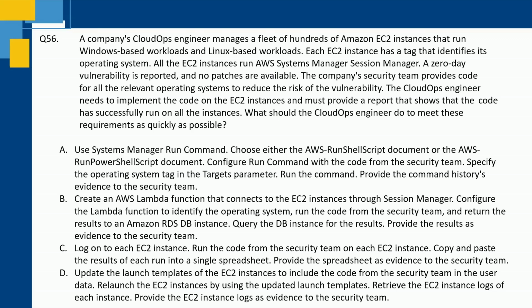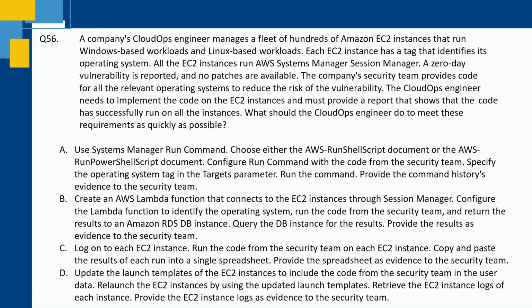Now the third option is log on to each EC2 instance, run the code from the security team on each EC2 instance, copy and paste the results of each run in a single spreadsheet, provide the spreadsheet as evidence to the security team. And friends, the last option is update the launch templates of the EC2 instances to include the code from the security team in the user data. Relaunch the EC2 instances by using the updated launch templates. Retrieve the EC2 instance logs of each instance. Provide the EC2 instance logs as evidence to the security team.